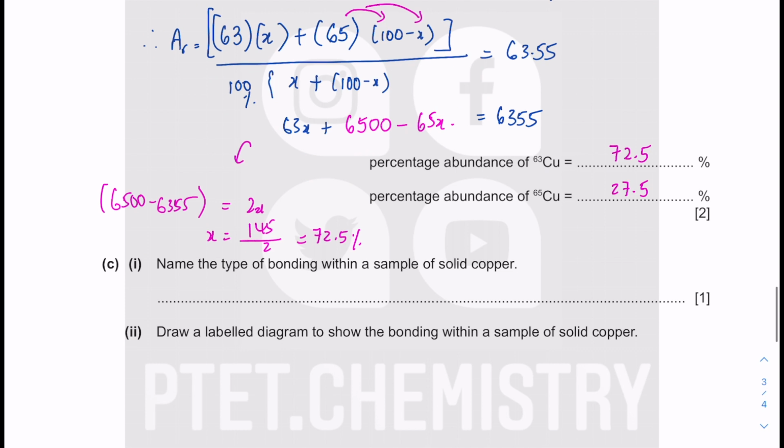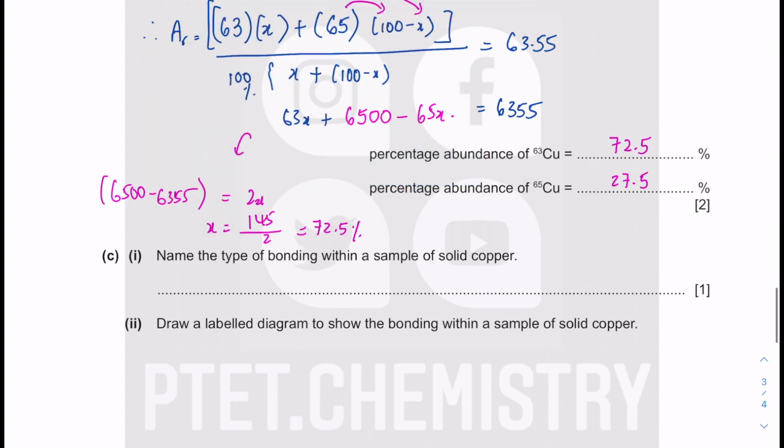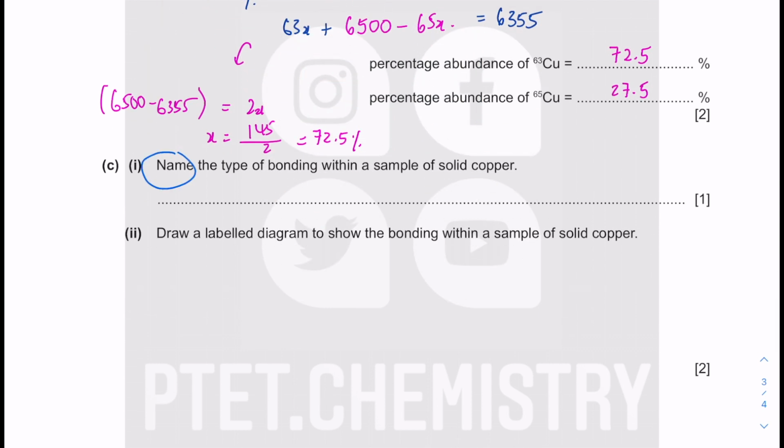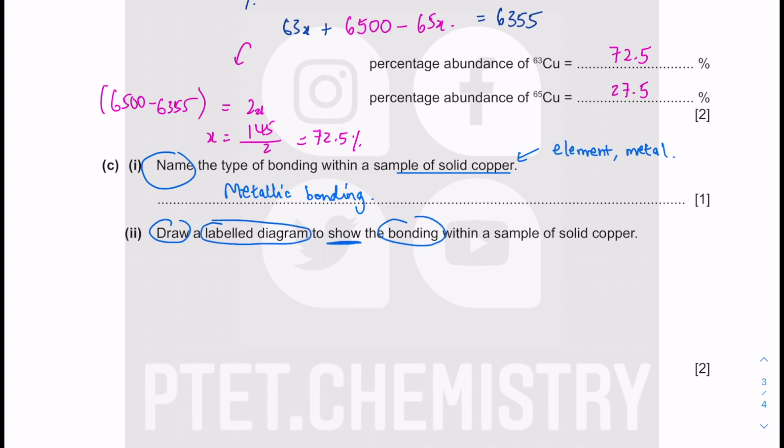Okay. So going back onto bonding, name the type of bonding within solid copper. Copper is an element. Copper is also a metal because copper can conduct electricity. Copper wires, I'm sure you have heard of it. So this is just metallic bonding. So now you need to draw a labelled diagram to show bonding. So basically this is show metallic bonding.